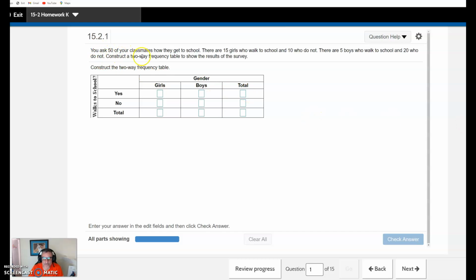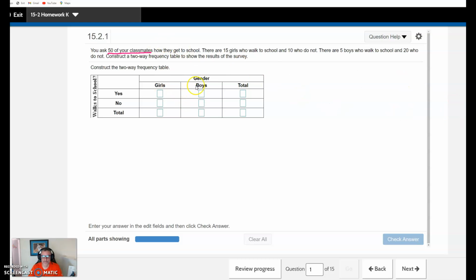It says you ask 50 of your classmates how they get to school. There are 15 girls who walk to school and 10 who do not. There are 5 boys who walk to school and 20 who do not. Construct a two-way frequency table to show the results of the survey. All right, so let's see here. The first piece of information that they give me is you ask 50 of your classmates. So we know that the total number of people that we surveyed is 50.